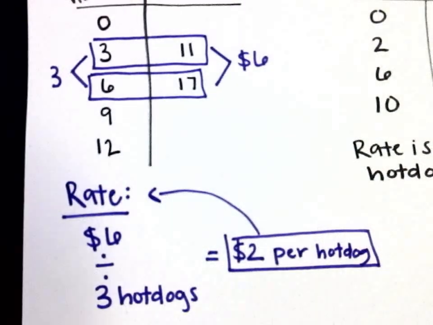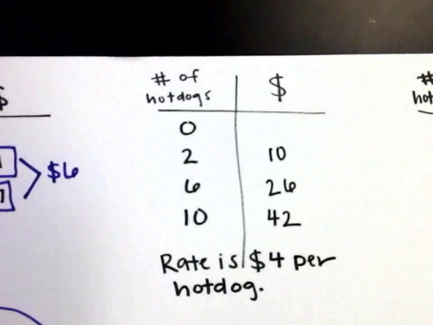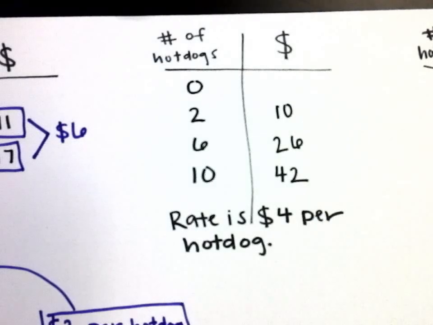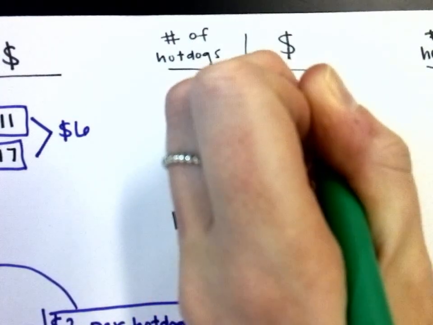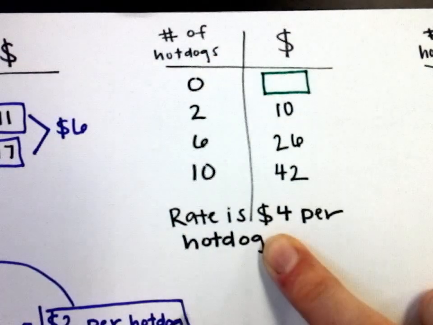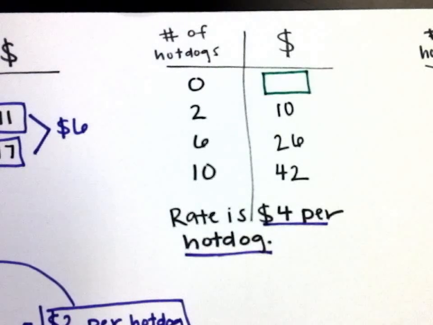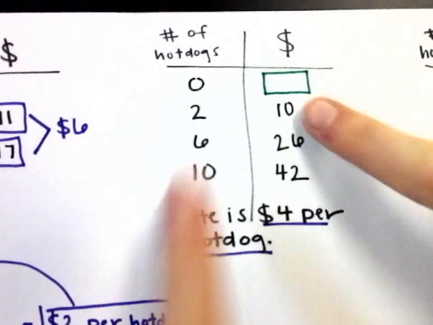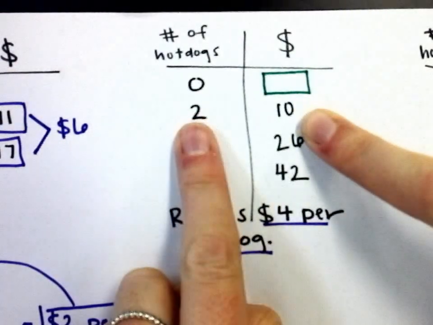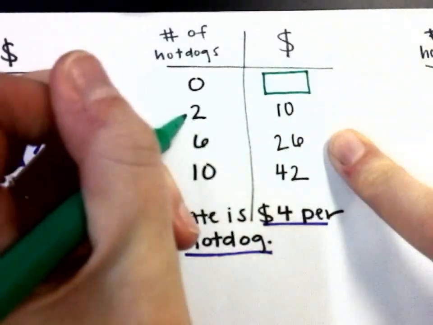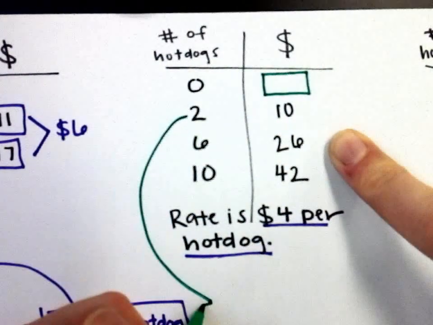Okay? To find starting value, again, the starting value is the amount of money you have before you sell any hot dogs. Okay, so that would be this value right here. Here, my rate is given to me. The rate is $4 per hot dog. So if I know it's $4 per hot dog, I just need to pick another point. I could pick this one, or this one. Let's pick 2. And I like to draw an arrow down so I remember what I picked.